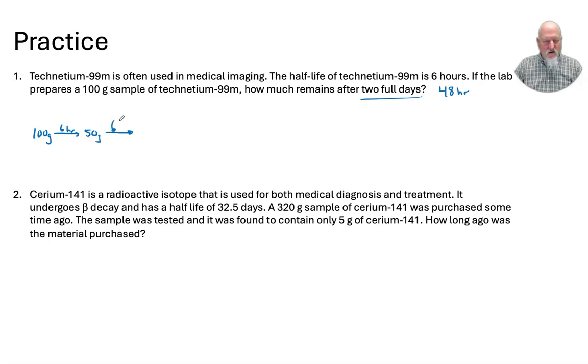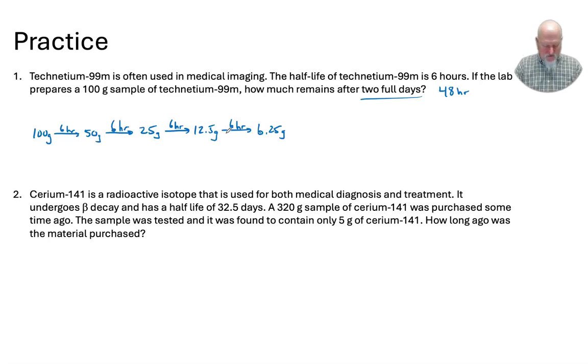If I do another 6 hours, there's going to be 25 grams left. So after 12 hours, there's 25 grams left of the 100 grams I started with. After another 6 hours, there's 12.5 grams left. If I do another 6 hours, there is 6.25 grams left. So after one full day, 24 hours, I have 6.25 grams left. Okay, let's start our second day.